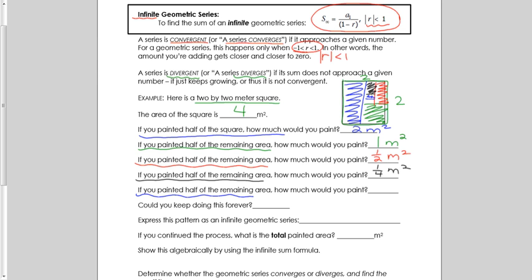So now I've painted an eighth of a square meter. Could I keep doing this forever? Yes. I would never finish painting if I always painted half of what I had left. So let's express this pattern as an infinite geometric series.